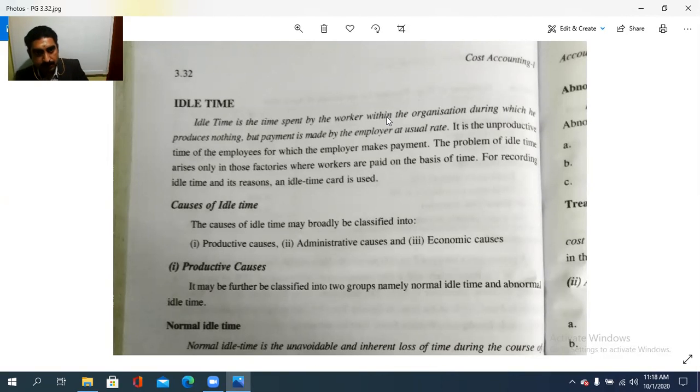So idle time is the time spent by the worker within the organization during which he produces nothing, but the payment is made by the employer at the usual rate.